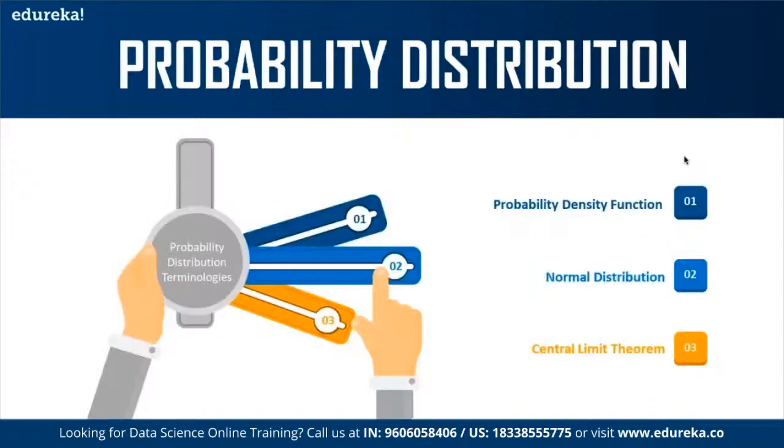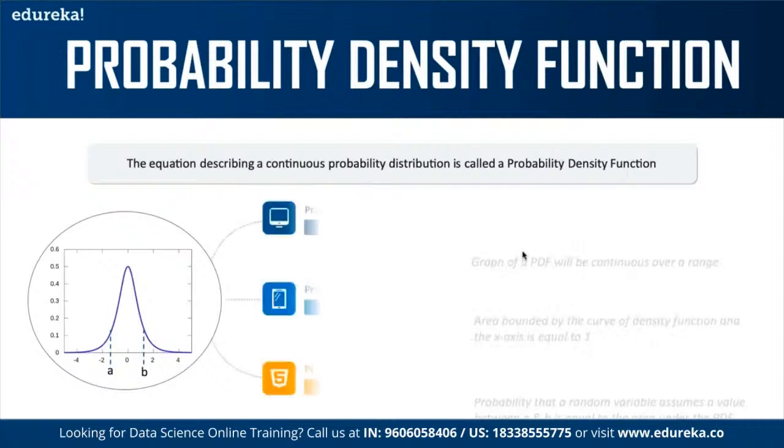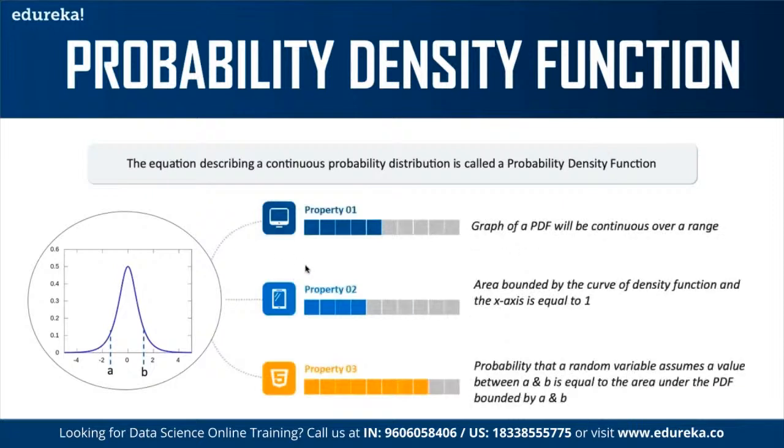And then we have probability distribution. In distribution, we have three things: the density function, the normal distribution, and the central limit theorem. As per the definition, the equation describing the continuous probability distribution is called the probability density function, right? For example, property 1: the graph of the PDF will be continuous over a range. Property 2: the area bound by the curve of the density function is equal to 1. And property 3: the probability of a random variable assuming a value between A and B will be much higher. And then we have standard deviation and curves.